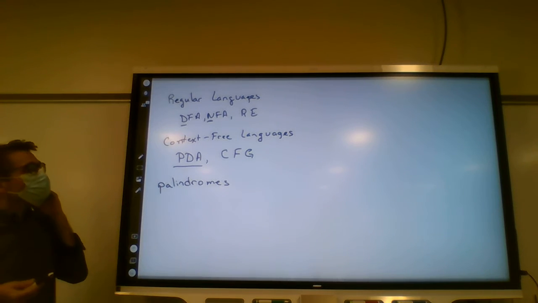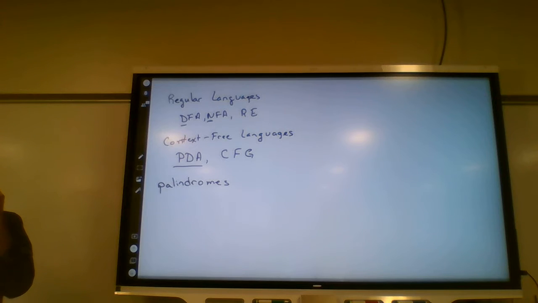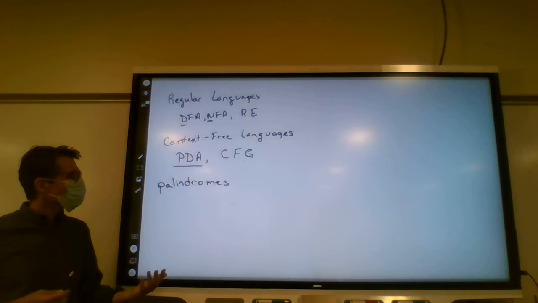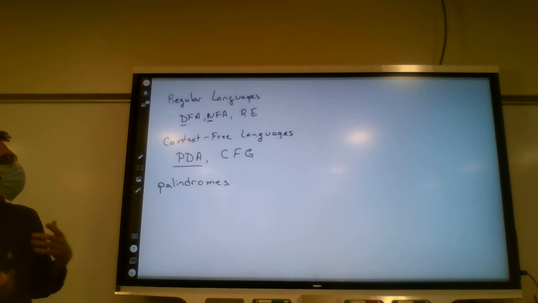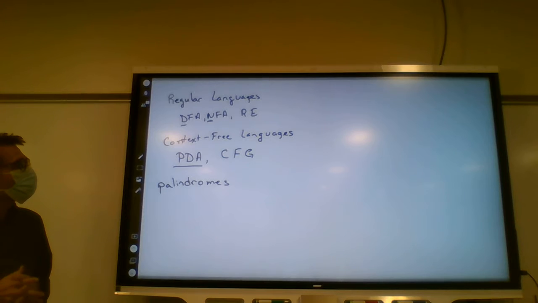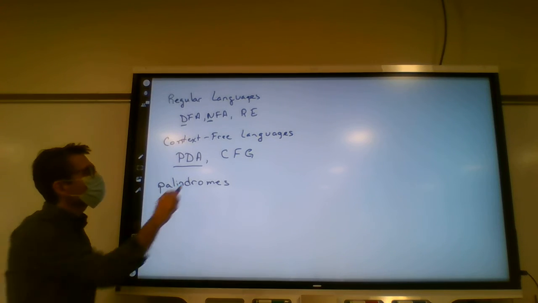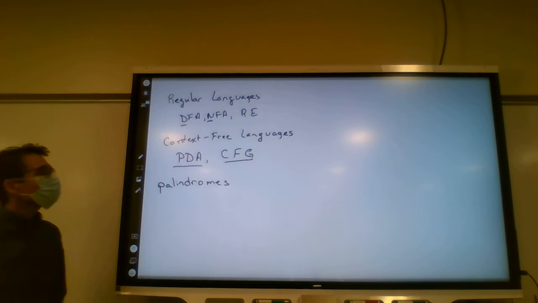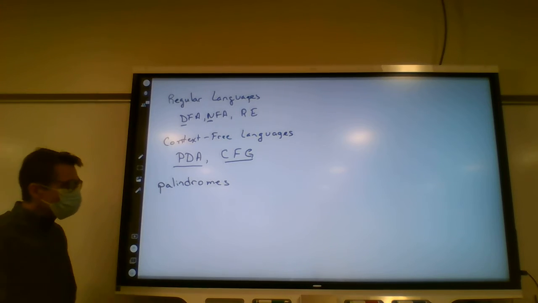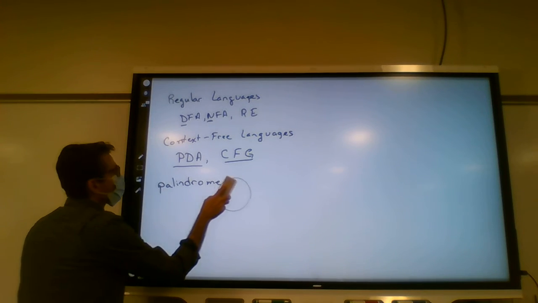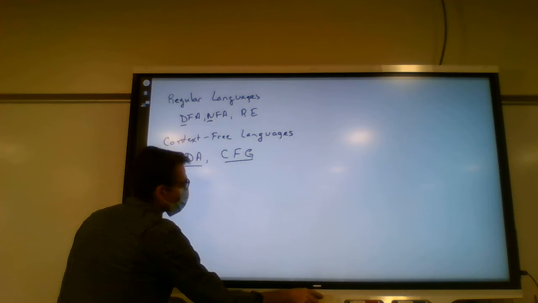So context-free languages, some of them require, for the PDA, the non-determinism and some don't. It doesn't change the fact that the language is context-free because there's still a grammar for it, but the PDA itself sometimes can require that non-deterministic aspect.